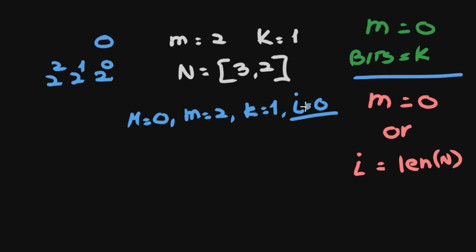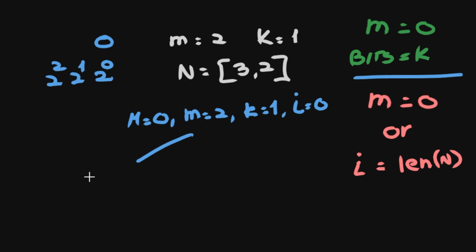We start from index 0, so we start from here. And if at any point this is not true and m is 0, meaning we have a full sequence, or we reach the end of this array, meaning i is equal to length of n, this is a non-successful base case. In this case, we return 0.